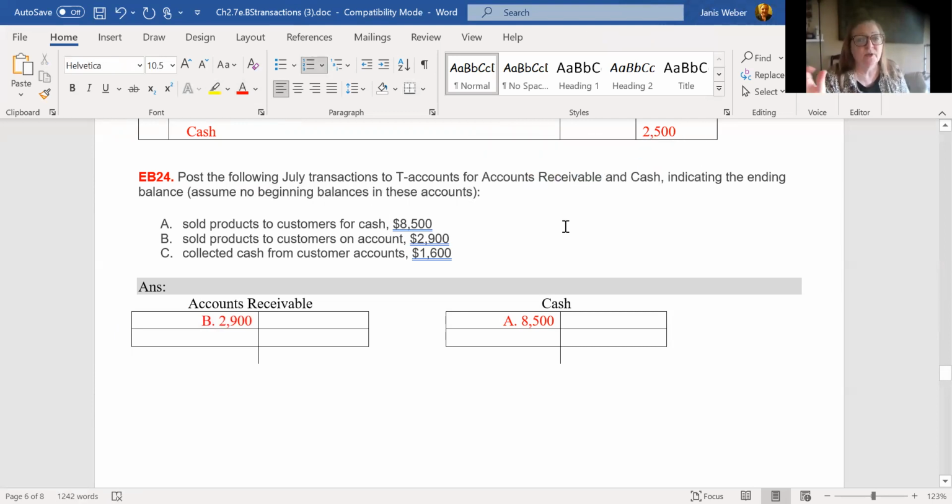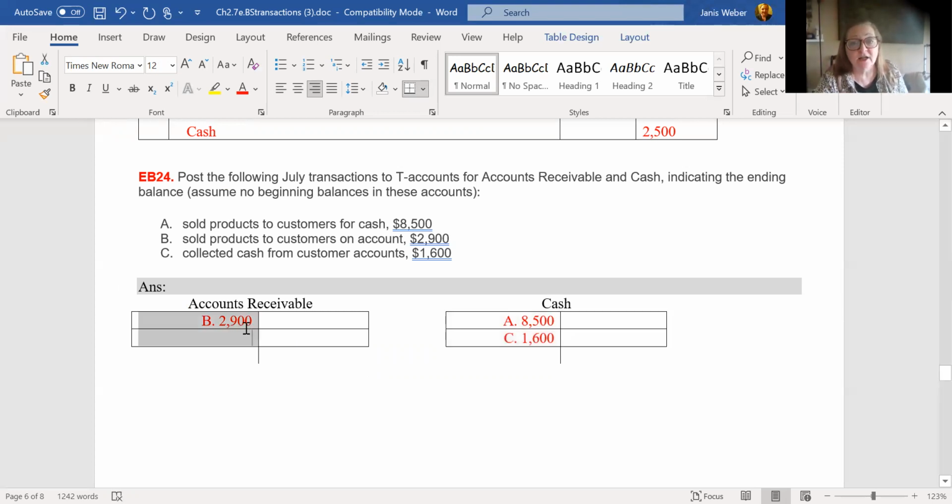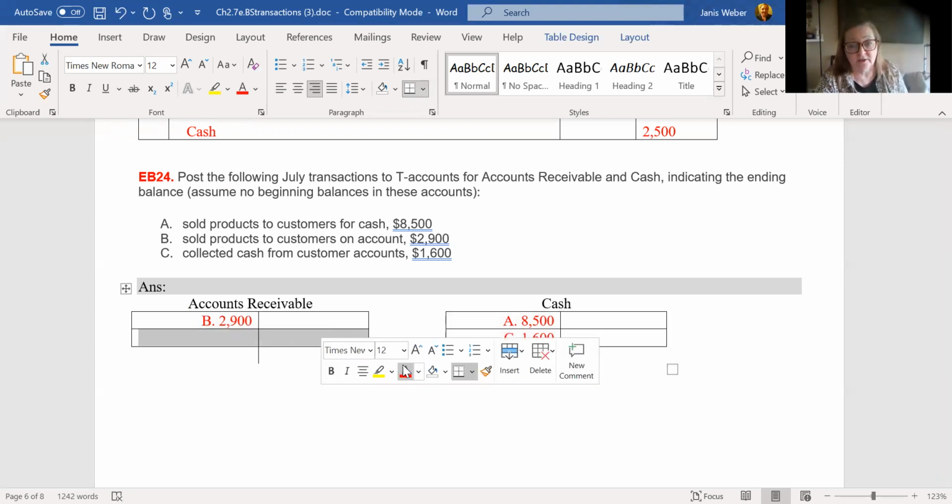Then the third thing that happened is we collected cash from customer accounts. That means we did not make a new sale. We just collected some of the cash we had sold earlier and recorded as accounts receivable. So that means we increased cash with a debit and we decreased our accounts receivable, which is a credit.